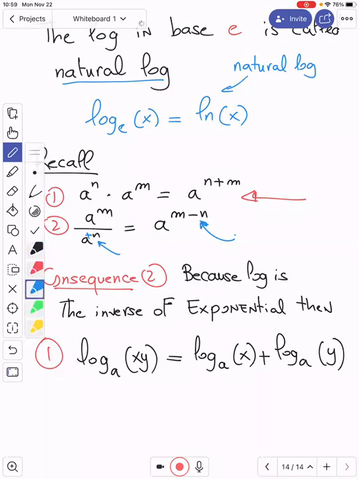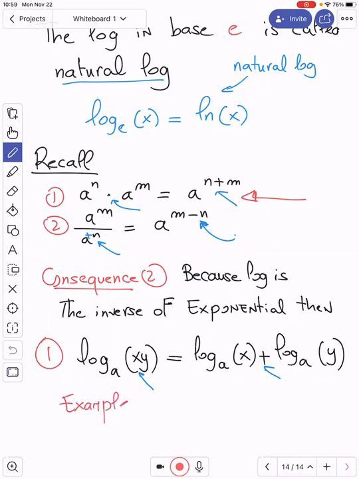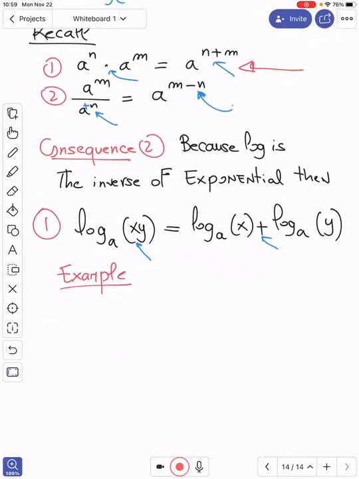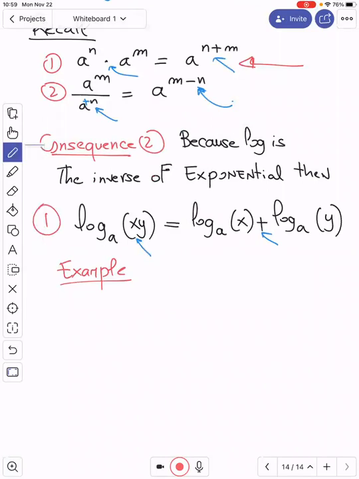And again, that's because here, this is the product of two exponentials. That's the exponential of the sum. Here, the log of the product is the sum of the logs. Okay, that's because of the relation between the log and the exponential. So for example, let's say you have log in base 2 of, let's say, 4 times 8.